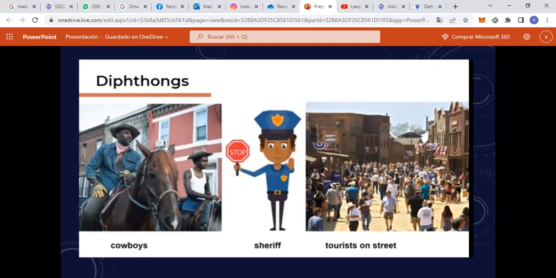We have a fun story to actually learn this better. Let's see if we can get along with this. So it's like we have these cowboys that are trying to pass through the streets full of tourists, and we have this sheriff trying to say, actually there's no way to pass at the moment, right? Because it's way too busy. So let's see how we can play with the diphthongs.